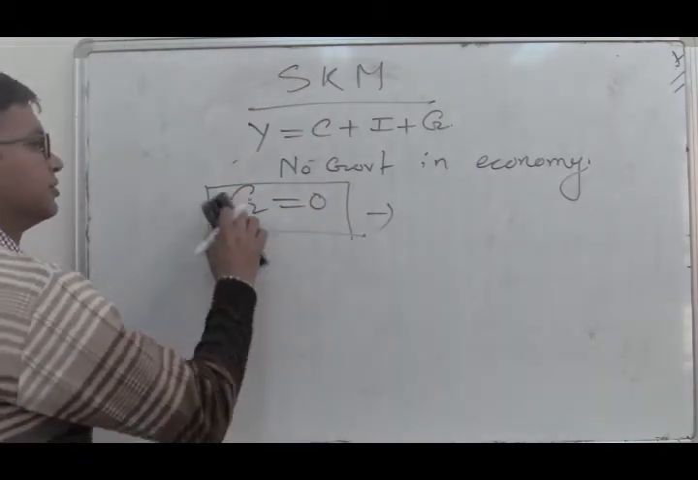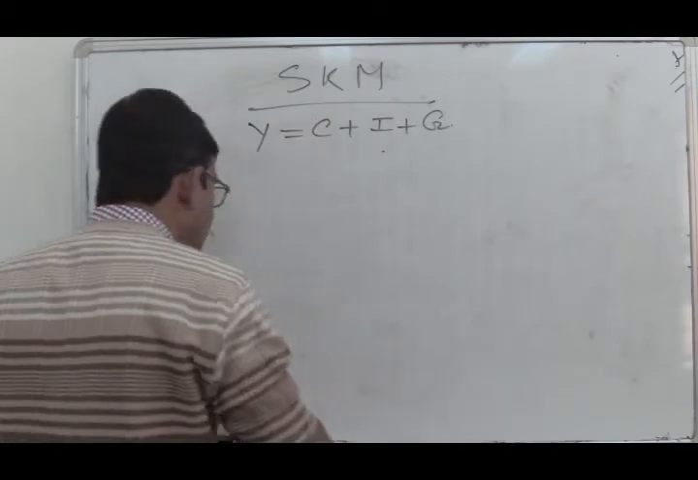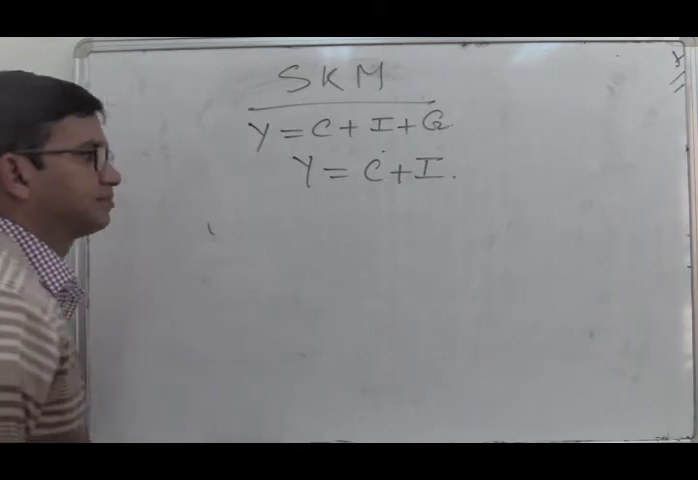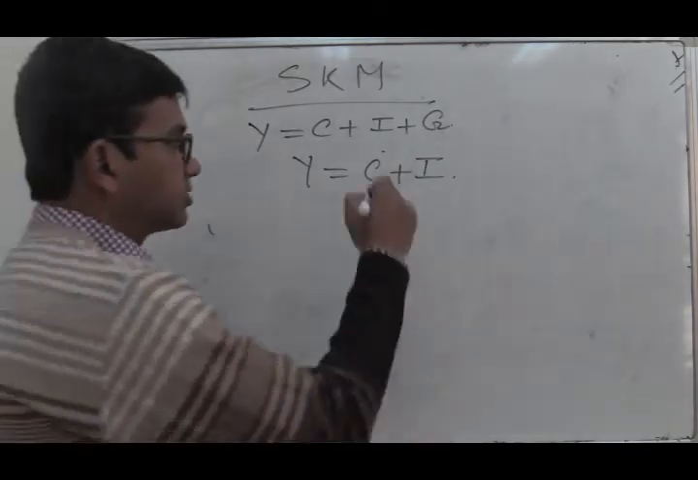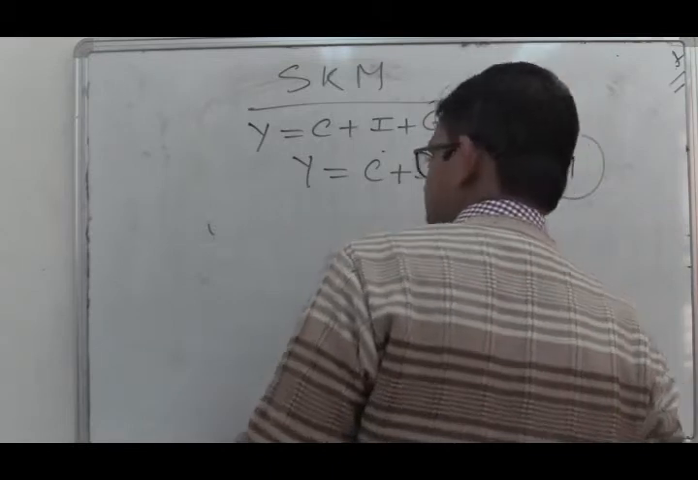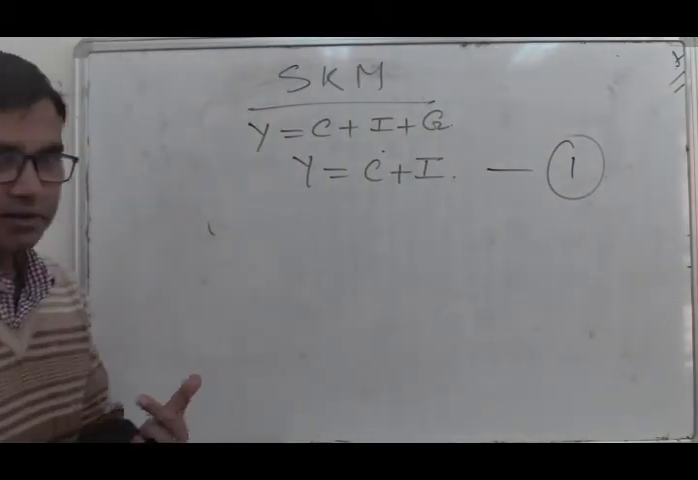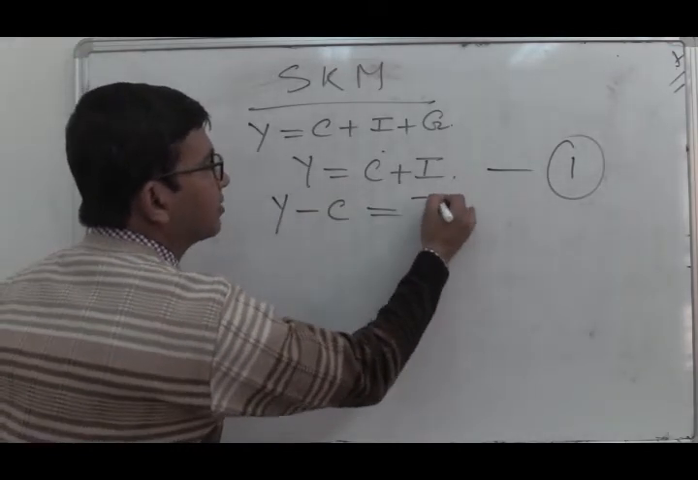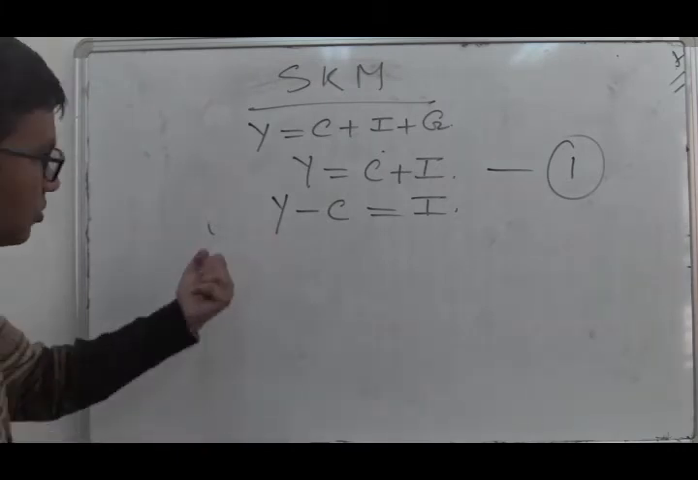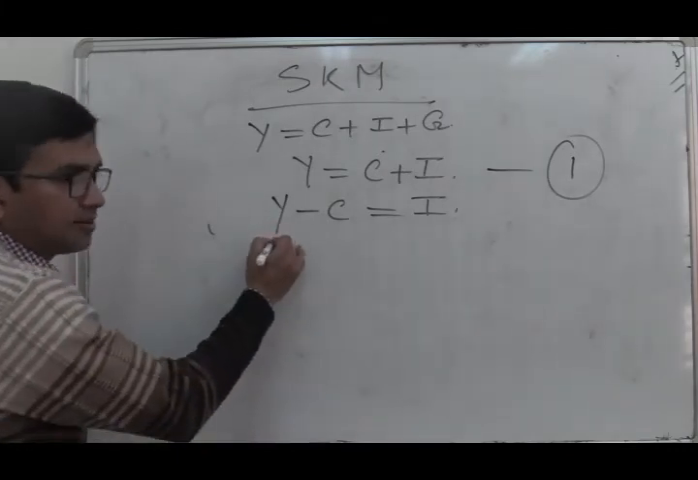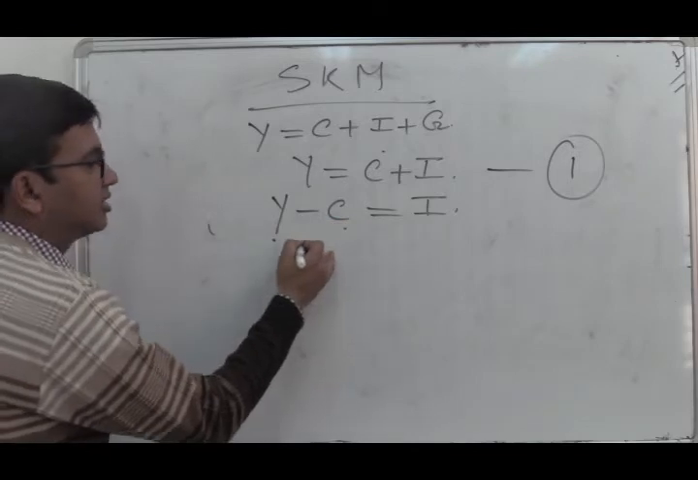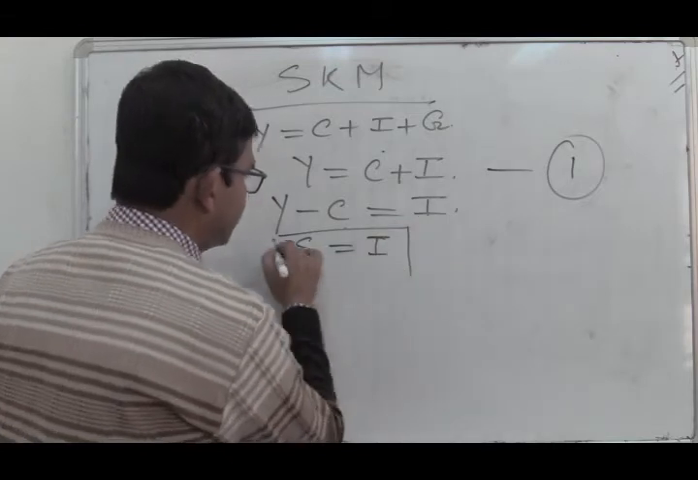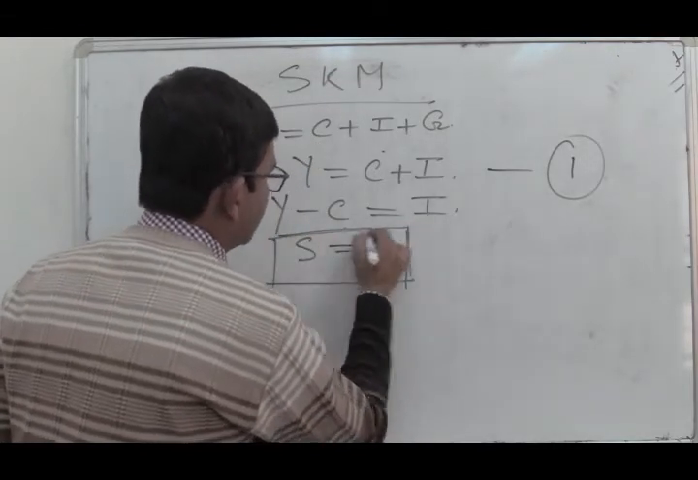Now, so our national income becomes Y equals C plus I. So this is one equilibrium condition or one identity. Another identity comes if we write Y minus C equals I. So what is Y minus C? Income minus consumption. So this is called savings equals investment. This is another national income identity.